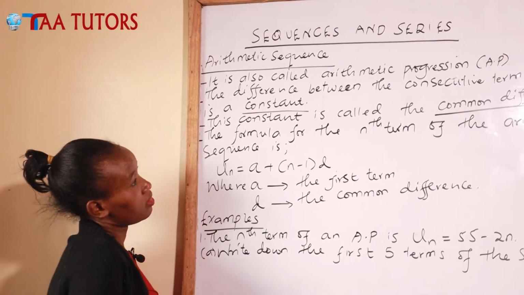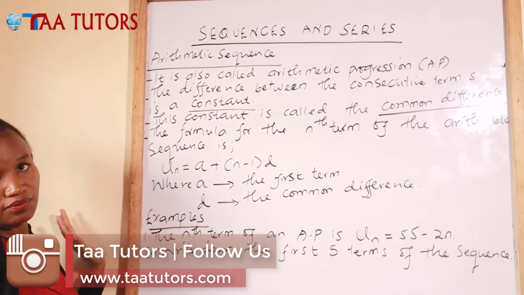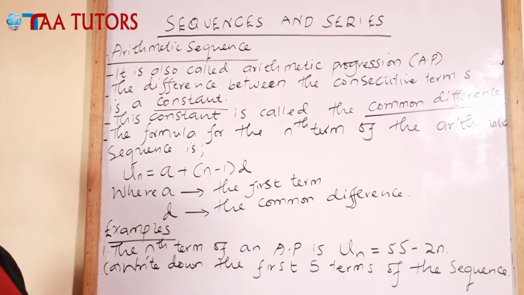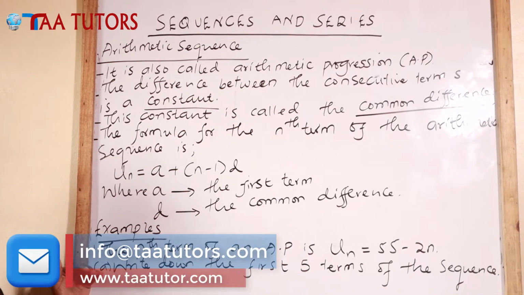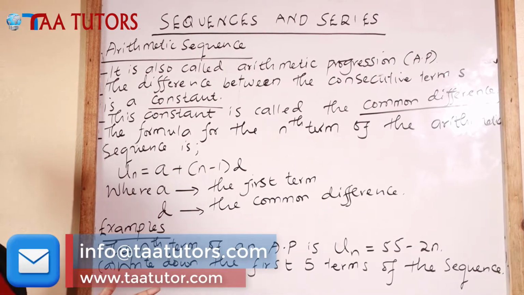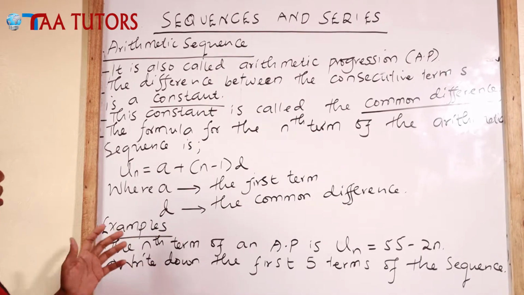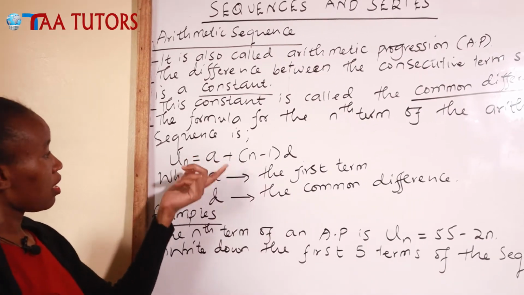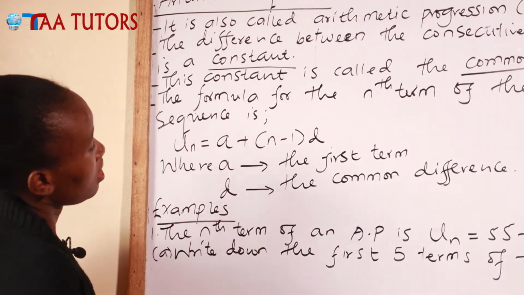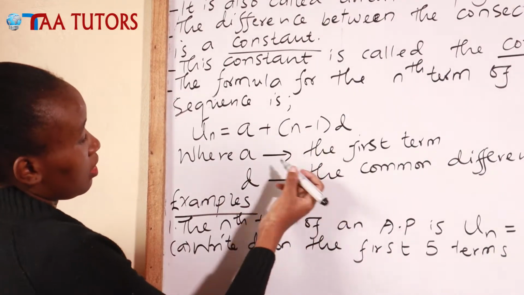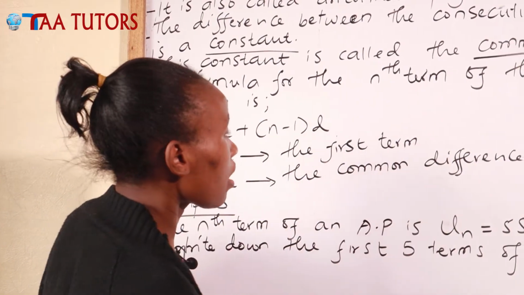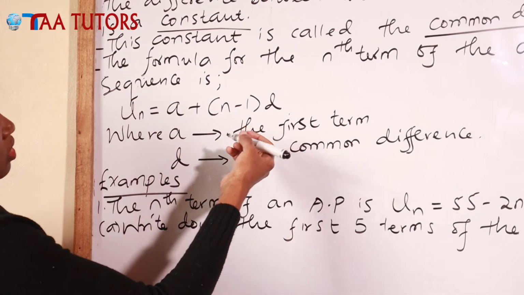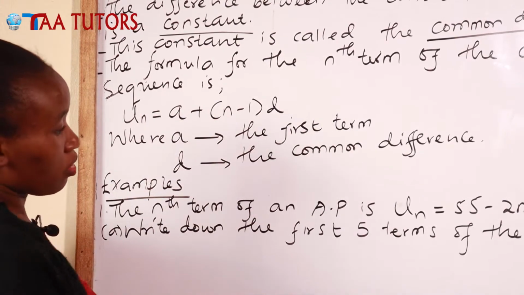To get this common difference, you subtract the first term from the second term, or the second term from the third term, and that number should always be the same, so it has to be a constant. When you're looking at the formula for getting the nth term of an arithmetic sequence, you use this formula: a plus (n minus 1) times d, where a is the first term of our arithmetic sequence and d is the common difference between the consecutive terms in that sequence. Now we're going to look at examples.